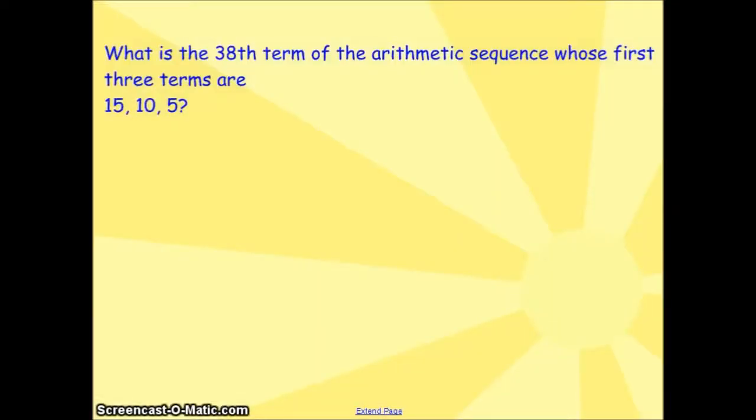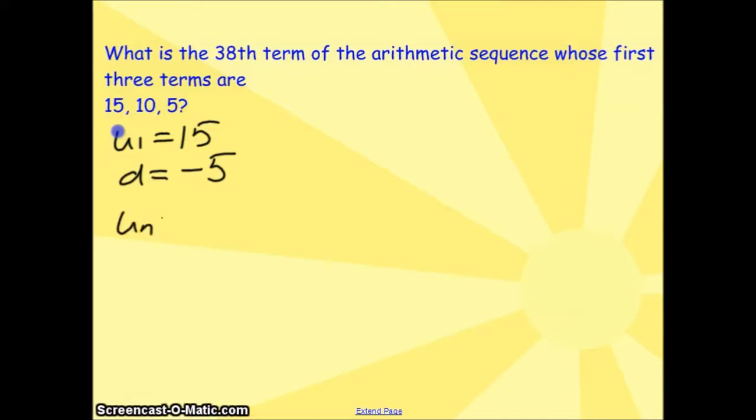All right, what is the 38th term of an arithmetic sequence whose first 3 terms are 15, 10, and 5? Now, if you had enough time and patience and accuracy, you could list 38 terms of this sequence. But it might be faster to come up with an explicit formula and then plug in n equals 38. And so that's what I'm going to do. U sub 1 is 15, okay? My common difference is -5. This is decreasing by 5.